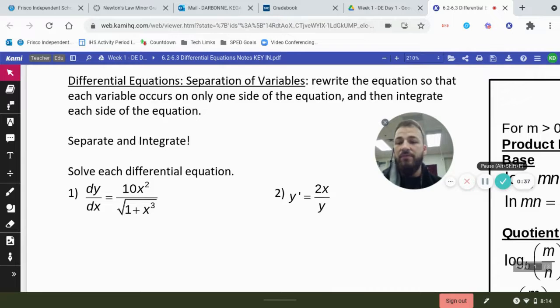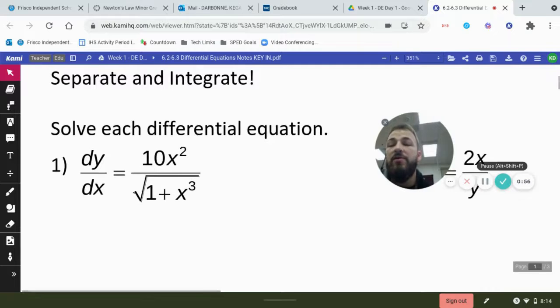Now, usually, with what we've dealt with so far, we've only had x's on one side and then dy over dx on the other side. Sometimes we'll have x's and y's on both sides. So separate and integrate really means to get all of your y's by themselves on the left side and all of your x's by themselves on the right side. But let's look at number 1. Number 1 is a little bit easier because we just have to deal with moving that dx over.